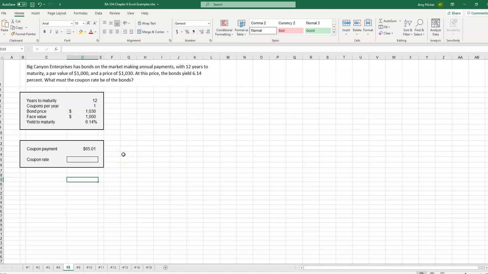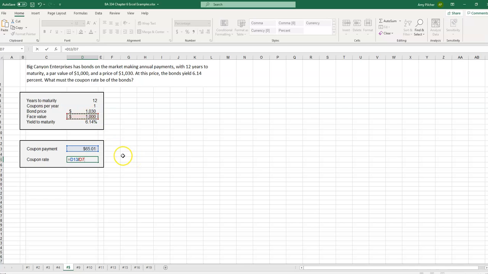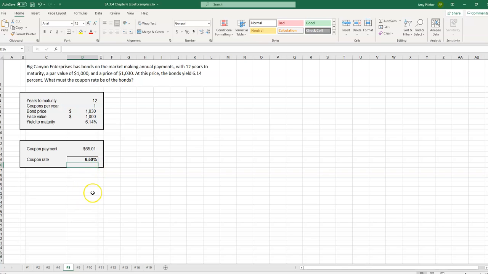Well, we know that the face value or par value of a bond times the coupon rate equals the coupon payment. So if we rearrange that formula and take the coupon payment divided by the face value, that will give us the coupon rate. So coupon payment divided by the face value, and that gives us the coupon rate of 6.50%.